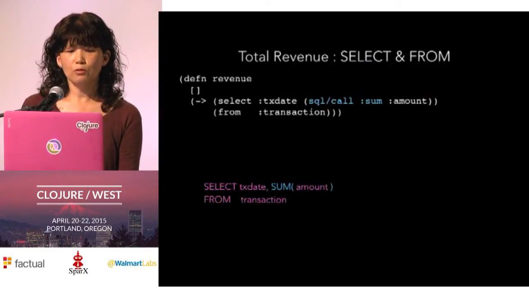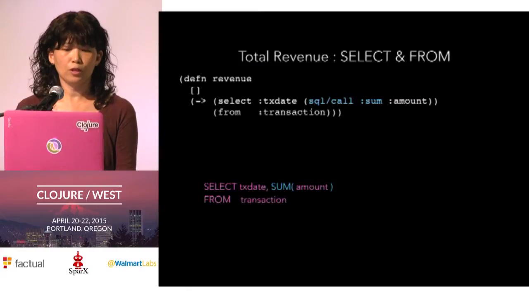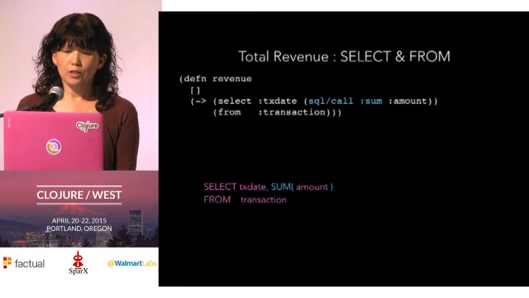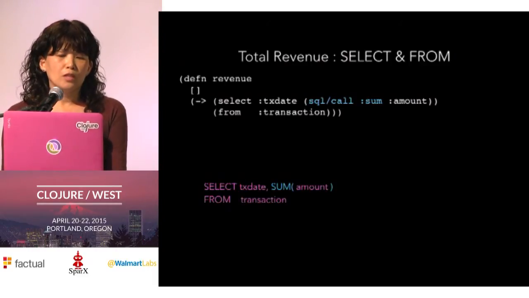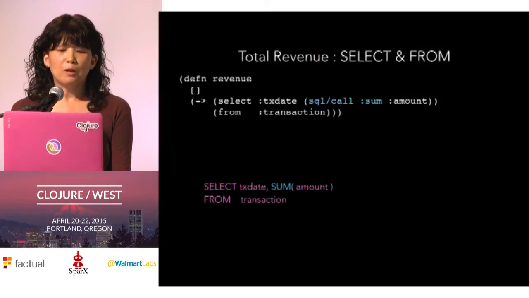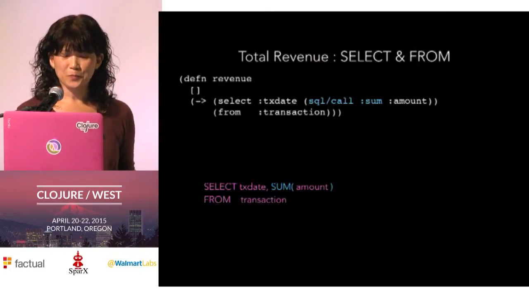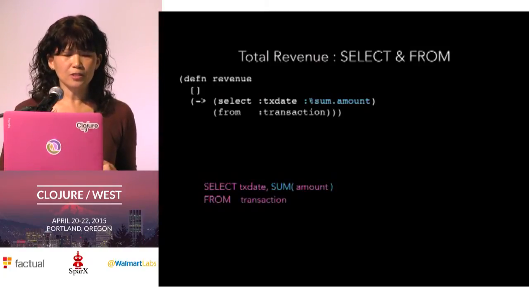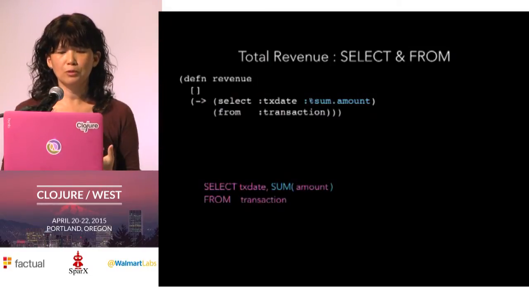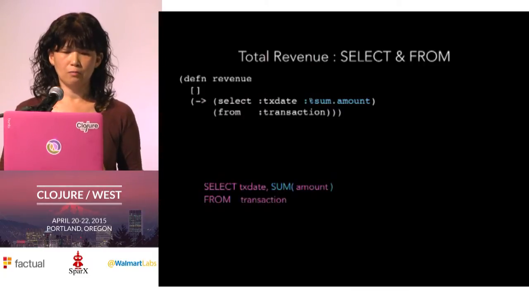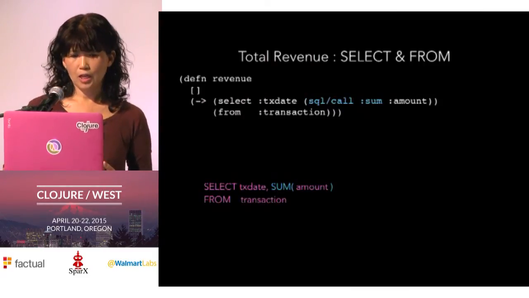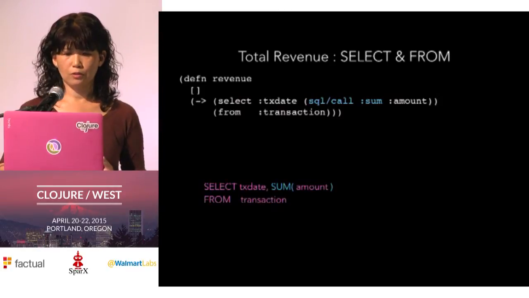To compute total revenue, you can call the SQL call function with the sum aggregation, also a keyword, which will be applied to the amount column. This becomes select transaction date and sum of amount from transaction. Instead of using the SQL call function, it can also be written in this format, that is a keyword which starts with the %, aggregation function, dot, column name. For this presentation, I'm going to use the SQL call function for consistency.